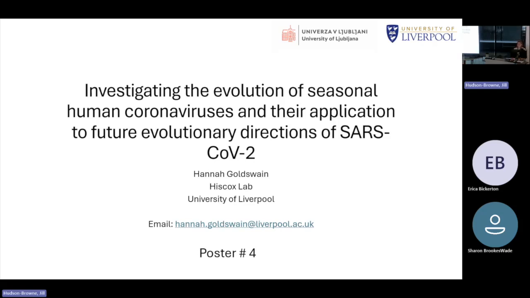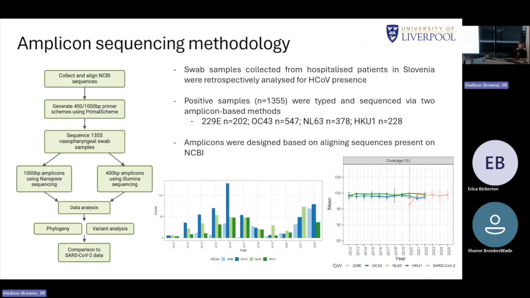Hi, I'm going to be talking to you about part of my PhD project and a continuing project that's investigating the evolution of seasonal human coronaviruses and their application to future evolutionary directions of SARS-CoV-2. This is a big project with our collaborators in Slovenia at the University of Ljubljana, who have quite a large biobank of samples. So they have 1,355 seasonal coronavirus samples that were swab samples collected from hospitalized patients in Slovenia and then retrospectively analyzed for seasonal HCOV presence.